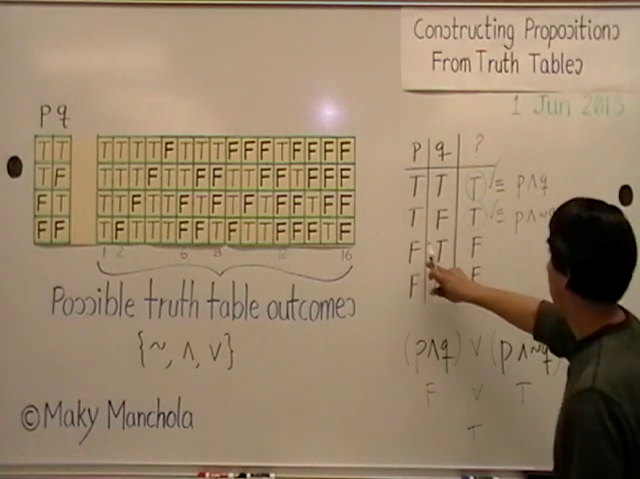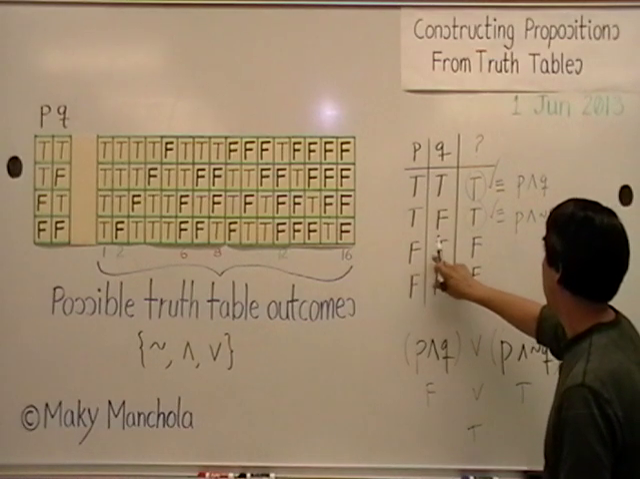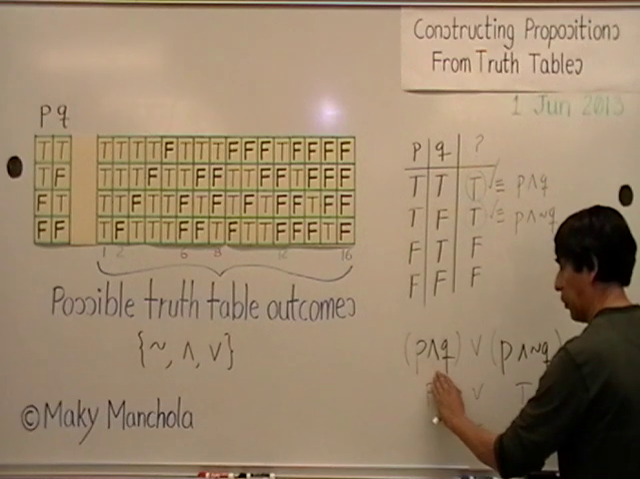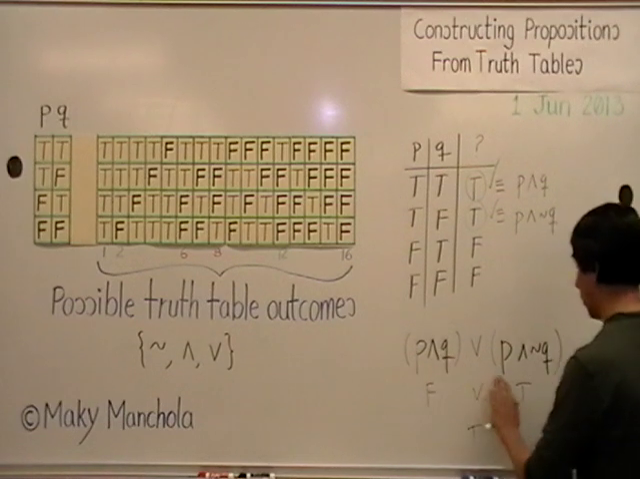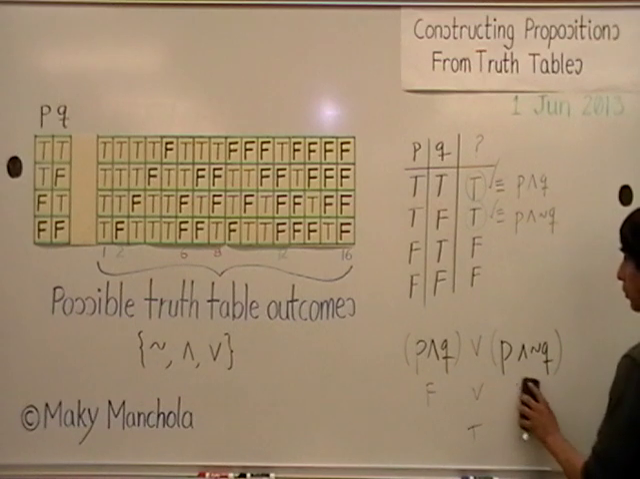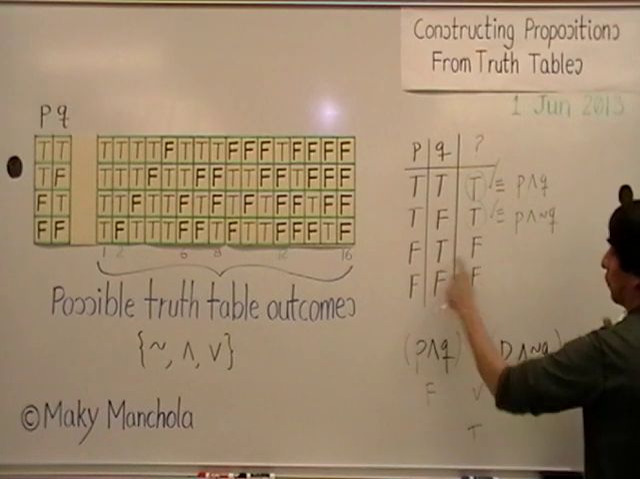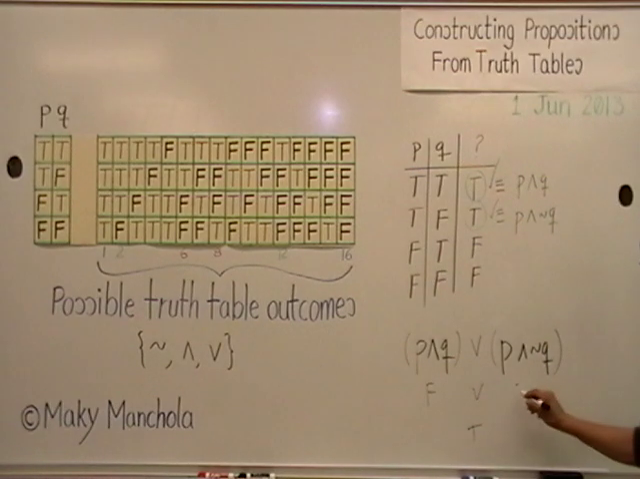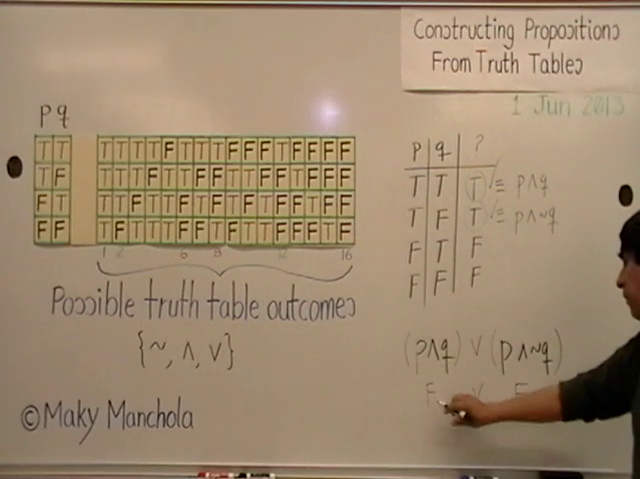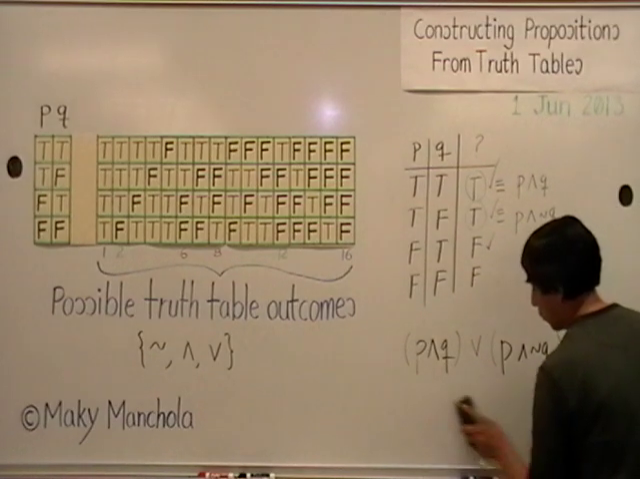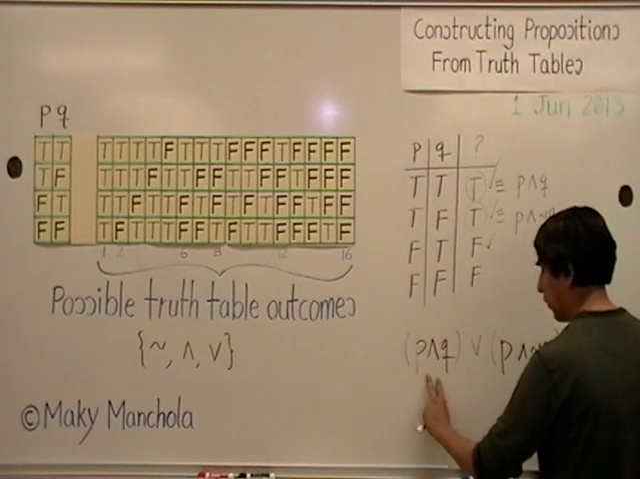So let's see. What about when P is false and Q is true? If P is false and Q is true, then you know P and Q will be false. Also, P and negation of Q will be false, because now we have false and negation of Q, which is false and false in this case. All it takes is one of them to be false, and we have it. What is false or false? Result false. As desired. Similarly, if both P, Q are false, P and Q is false.